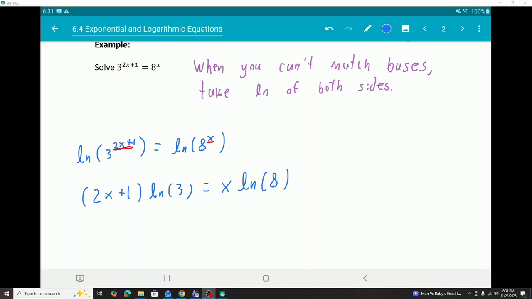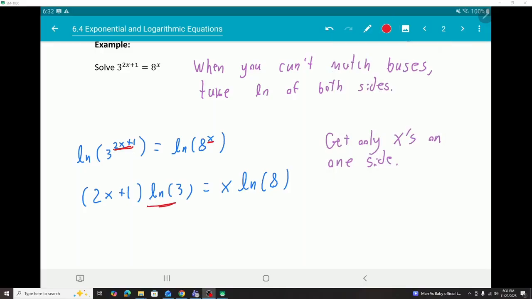And now the algebra here is a little bit tricky, maybe not the most intuitive. At the end of the day, I would like to solve for x here. This x is attached in parentheses to a natural log of 3. This x is attached to a natural log of 8. So what I'm going to do is get only x's on one side, and then have everything that's not x on the other one.